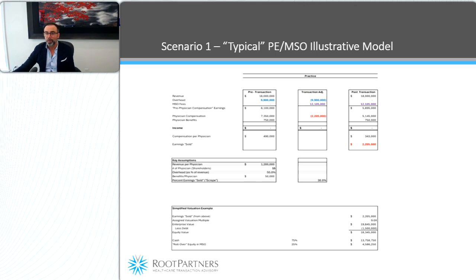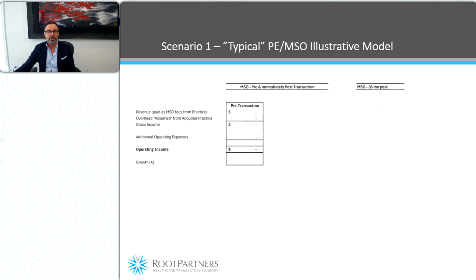Okay. Let's go on to the MSO, pick up a little speed here. All right, so now you can see what's happened at the practice. The practice continues to exist post-transaction, bills patients and payers and collects revenue, and essentially keeps enough behind at the practice to pay the providers. A lot of the other expenses are now at the MSO, and it remits over essentially what's left to the MSO in the form of a management fee.